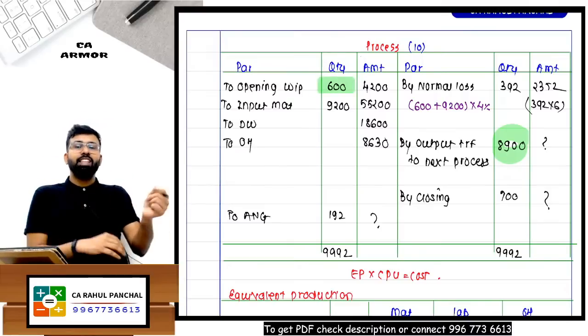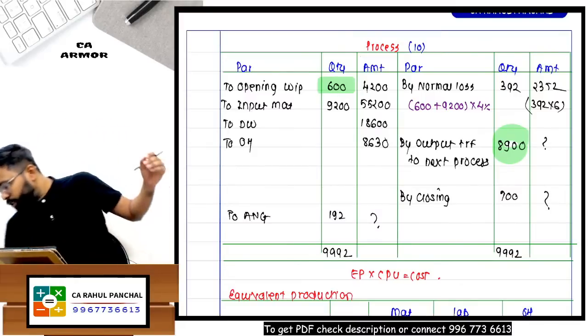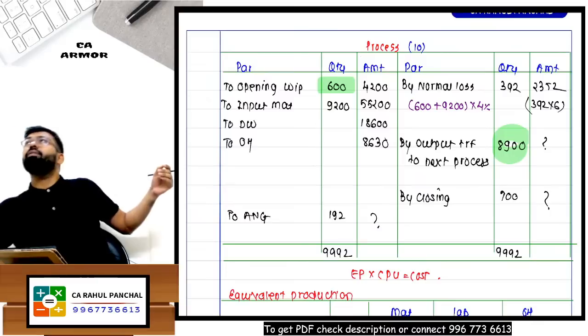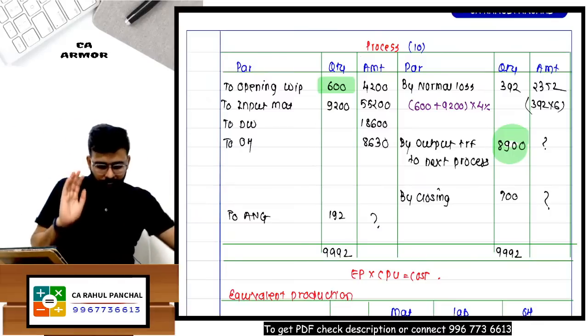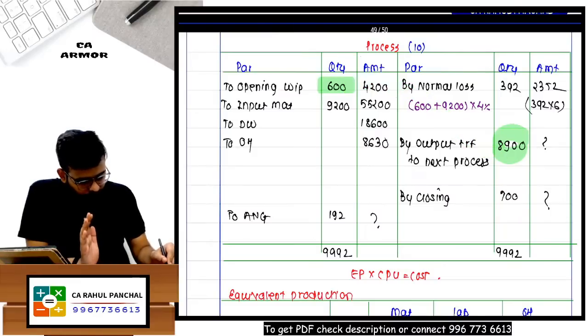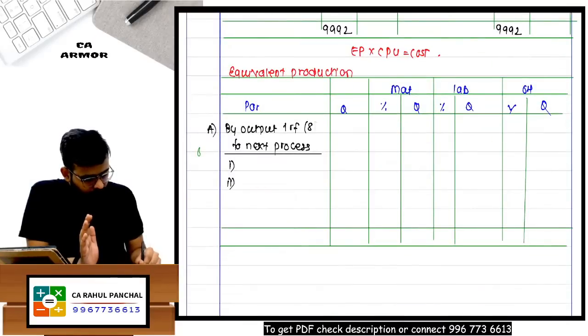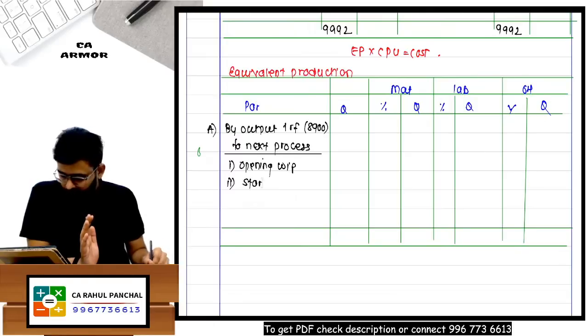FIFO. First in, first out. First is opening, first you will finish that. So first you will finish opening stock. So in this case, first you will utilize it from this. Total 8,900 units are there. Okay, these are 8,900. First you will complete opening WIP. To understand, you will complete opening WIP, and then you will complete other things which are started in this year, started and completed. Understand this.